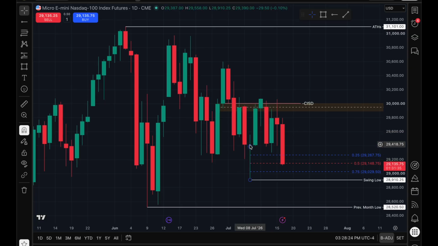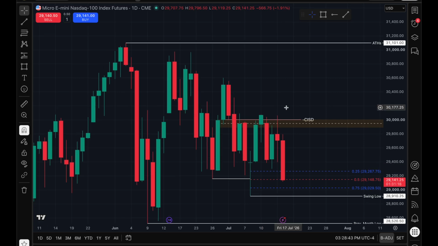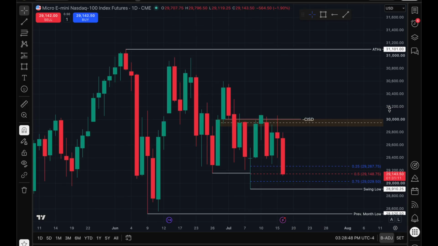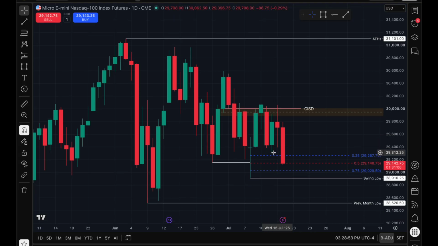So I am looking for price to deliver into consequent encroachment of this long wick that was used to run out these lows right here, because that is an imbalance on a lower time frame that price is likely to retrade back into, especially if we are bearish, because we are risk on with the dollar index. So I'm leaning more towards shorts as opposed to longs. So liquidity resting above this upper quadrant of the wick, that is a nice target for me to look for.